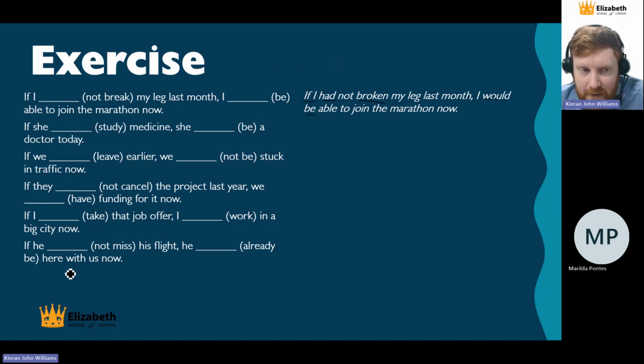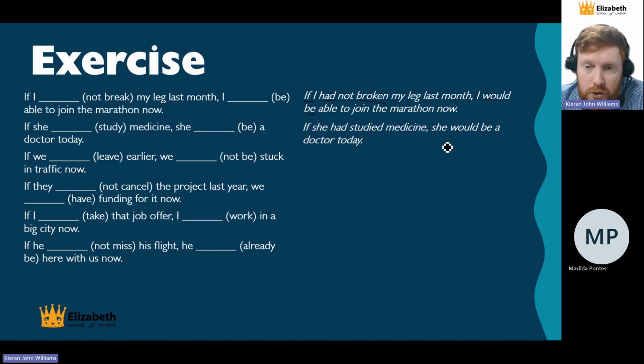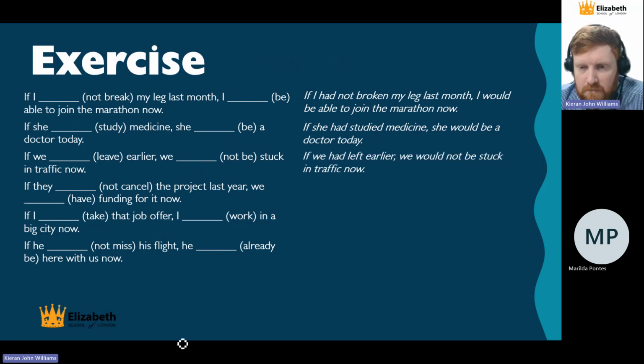Okay, so we can do that again with the second one. So if plus had plus third form. If she had studied medicine, she would be a doctor today. Okay. If we look at the next sentence: if we leave earlier, we not be stuck in traffic now. So like we said, we need if plus we plus had plus the third form. So if we had left earlier, then we need would and then the base form of the verb. So if we had left earlier, we would not be stuck in traffic now.